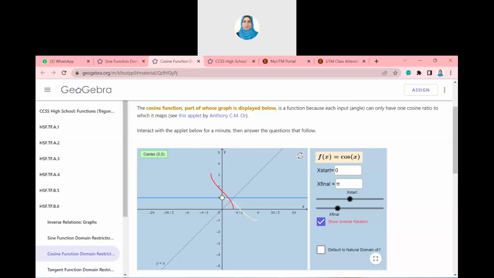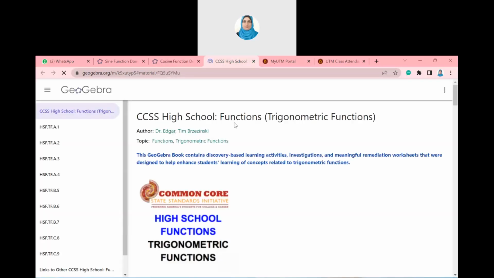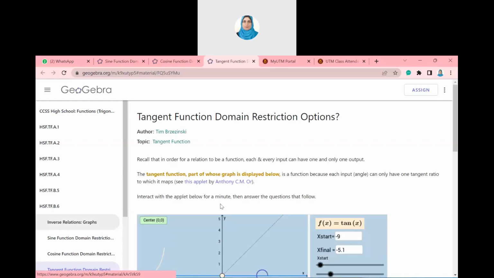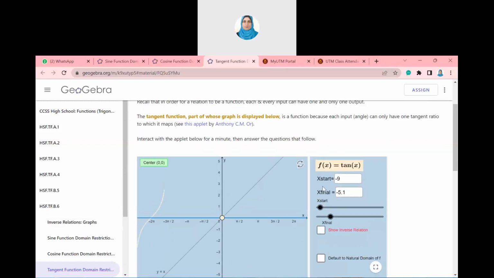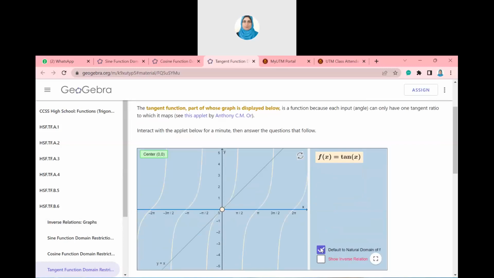Similar also for tan x. Tan x is not a one-to-one function. This is the graph of tan x. This is not one-to-one. If you try to show the inverse here, it becomes like that. This is not a graph of a function, because if you draw a vertical line, it cuts the graph many times. So we have to restrict the domain here.